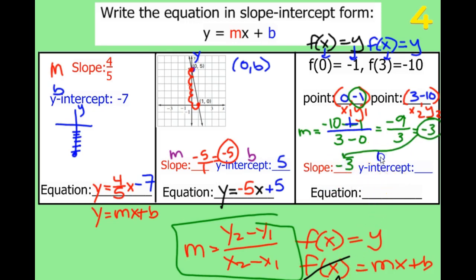So that is our slope, m. And then our y-intercept, or b, we need to find by looking for a point 0, b. Where are we crossing the y-axis? This first point right here has a 0 first, so our point that we're looking at is 0, negative 1, so b is just negative 1. So our equation is y equals negative 3x minus 1.